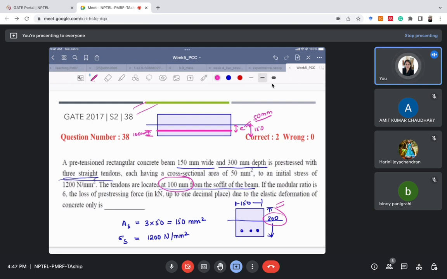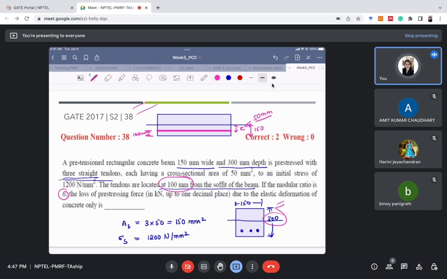What are the things that are given to you? Here it is given that the tendons are located 100 mm from the soffit of the beam. This means that the value of E is 50 mm, right? If the modular ratio is 6, so here ES and EC are not given, they have directly given us the value of the modular ratio.